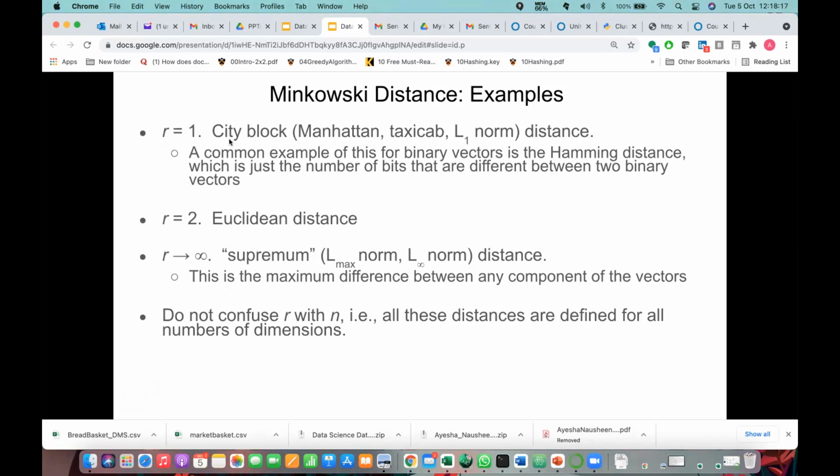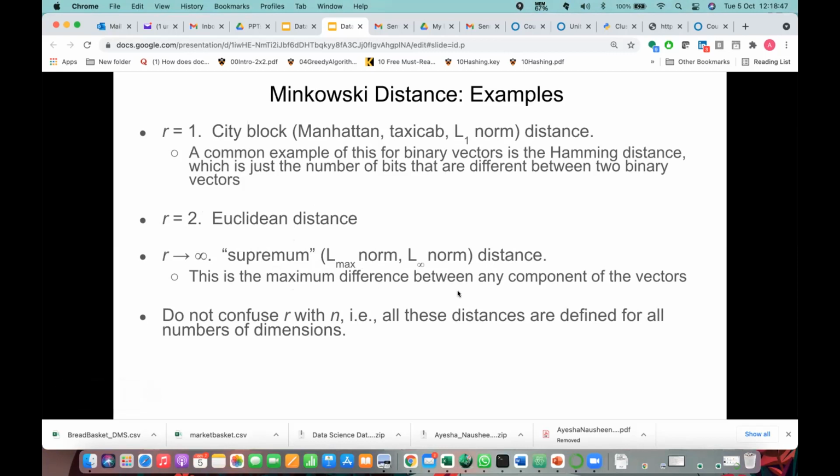Minkowski distance examples: r equal to 1 is city block, Manhattan, taxi cab, L1 norm distance. We have seen in regularization that we use the L1 norm; that is one of the Minkowski types. Even Euclidean is r equal to 2; Minkowski is more generalized. r equal to 2 will give you Euclidean distance, r equal to 1 will give you L1 norm. r tends to infinity gives the supremum, L max or L infinity norm distance.